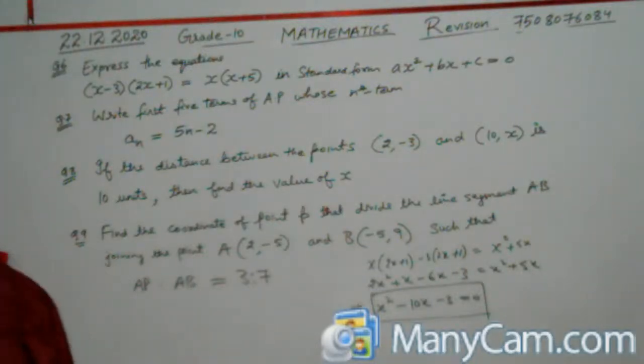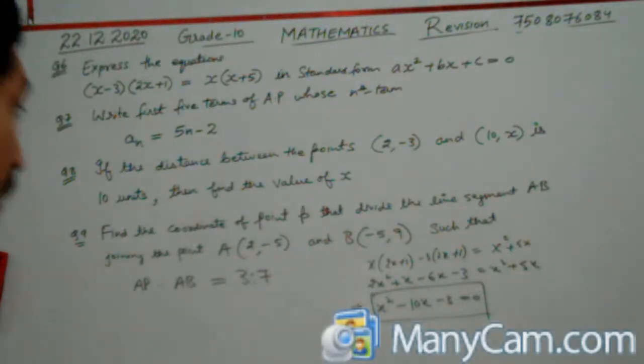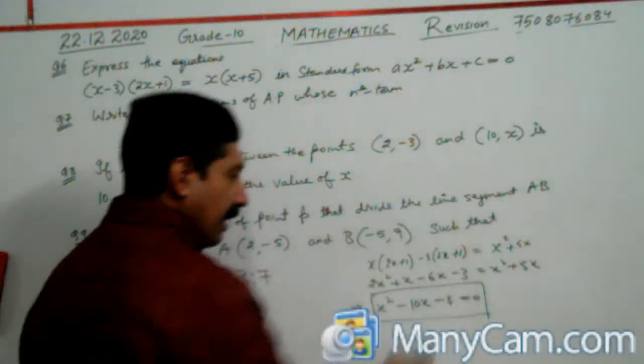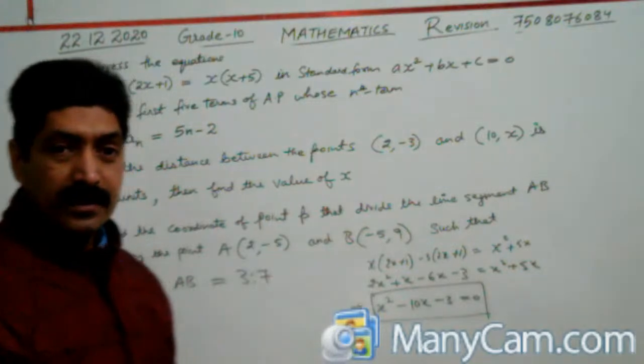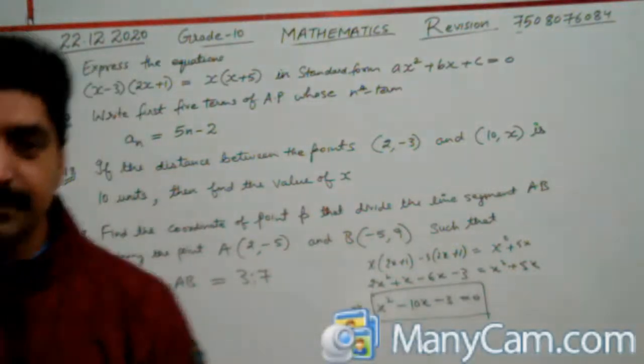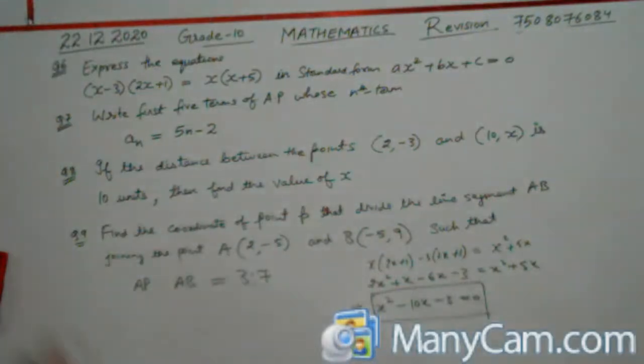It is x square minus 10x plus. Please check here, this is not plus. It is minus 3. The sign is minus 3. Please check. So next one.